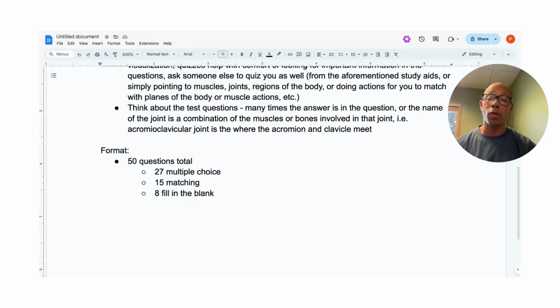Those are the only ones that aren't recognition per se, but there may be some visualization involved in those fill in the blanks. So that's what I got for you today. That is the first kinesiology exam.